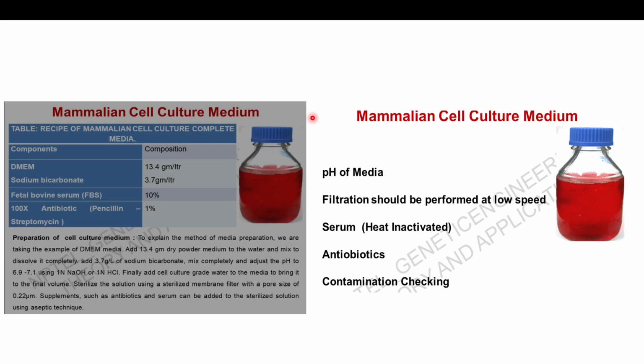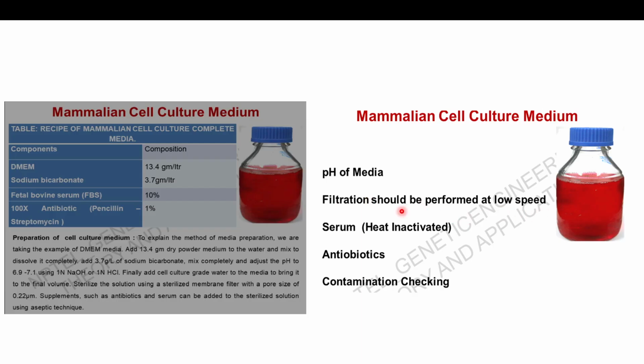Then there's mammalian cell culture medium. What happens here is, it has this particular salt, there's serum in it, there's antibiotic in it, so that you don't contaminate the mammalian cells with other bacterial or yeast cells. What we have to take care of is that mammalian cells require a certain range of pH. The pH of the media has to be taken care of. Then it has to be filtered to get rid of the contaminants, and filtration should be performed at low speed.